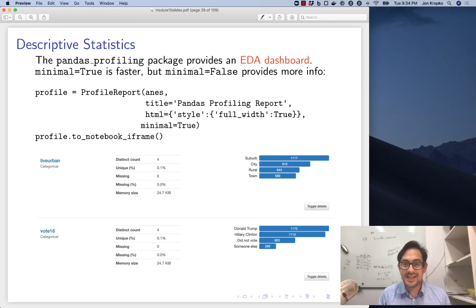Okay, and here's the last and coolest thing I want to show you with descriptive statistics. There's a package called Pandas Profiling, and it provides this function profile_report that gives you an HTML interactive dashboard right there in your Jupyter Notebook, and it shows all these great descriptive statistics for all of them. There are examples in the notebook. Please play around with it. It is so cool.